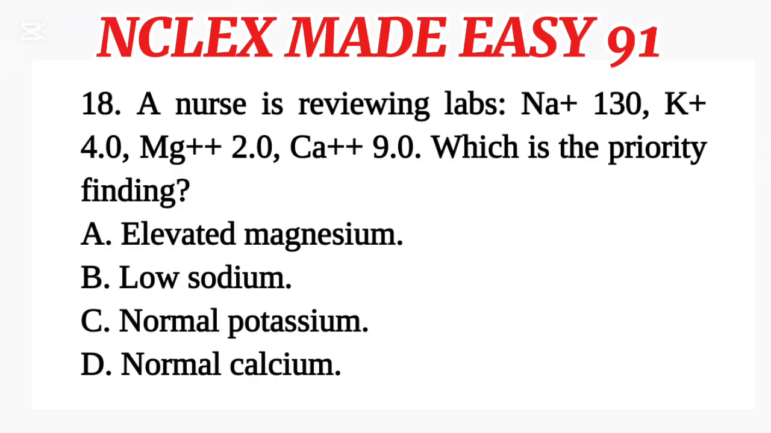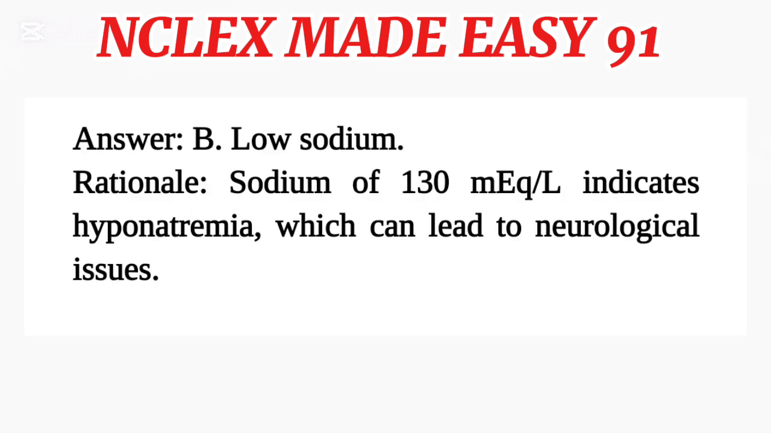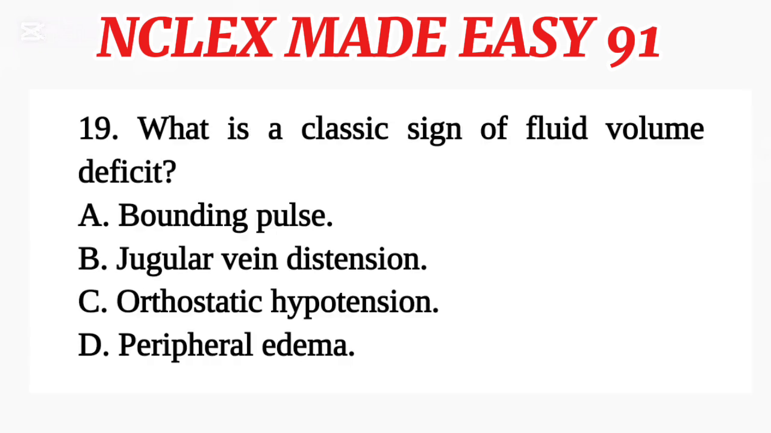18. A nurse is reviewing labs: sodium 130, potassium 4.0, magnesium 2.0, calcium 9.0. Which is the priority finding? A. Elevated magnesium. B. Low sodium. C. Normal potassium. D. Normal calcium. Answer: B. Low sodium. Rationale: sodium of 130 milliequivalents per liter indicates hyponatremia, which can lead to neurological issues.